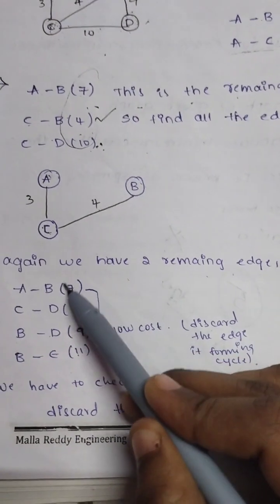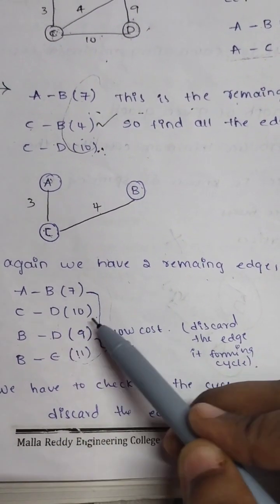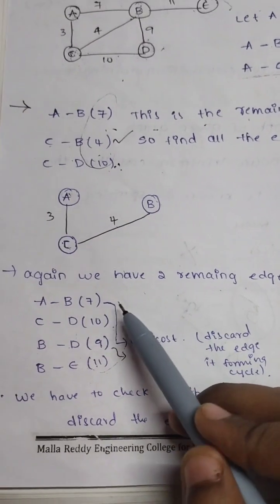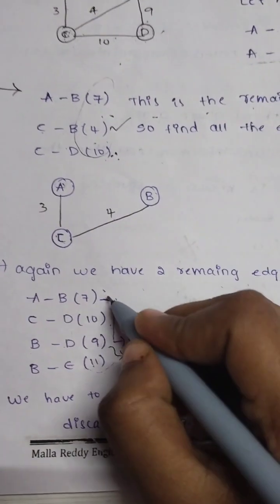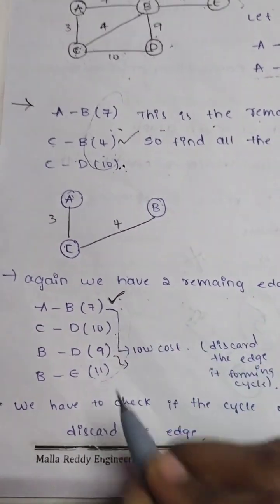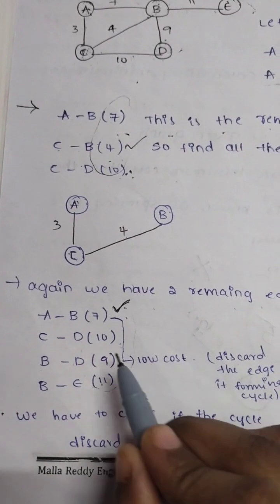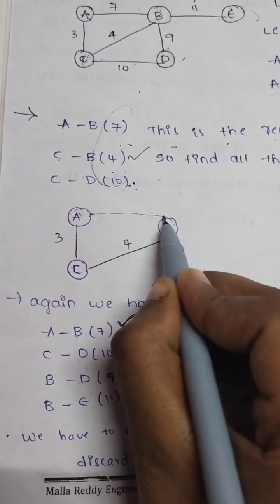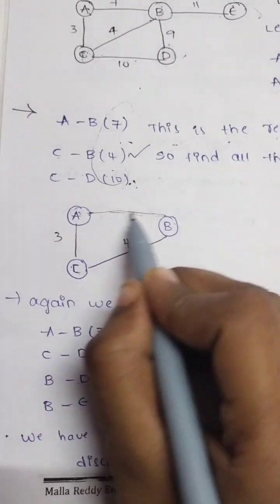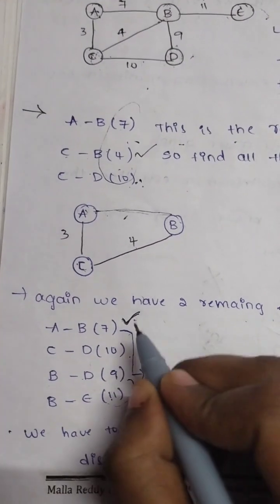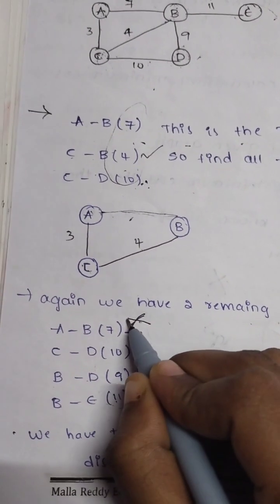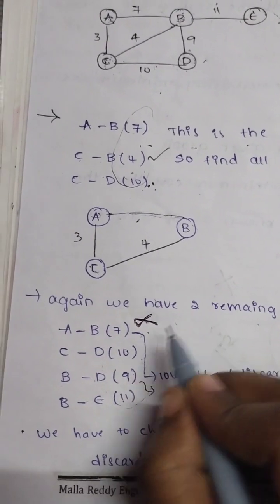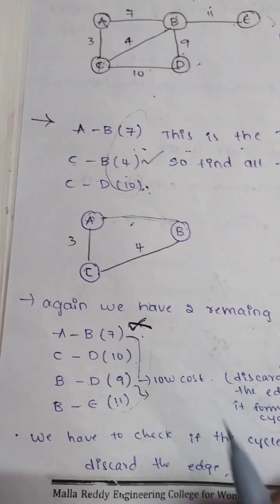So we have to check which of all the 4 is minimum cost, means least cost. Here 7 is least cost. If we add A to B, like this, if we add these two, it will form a cycle. So we can discard this edge from A to B.